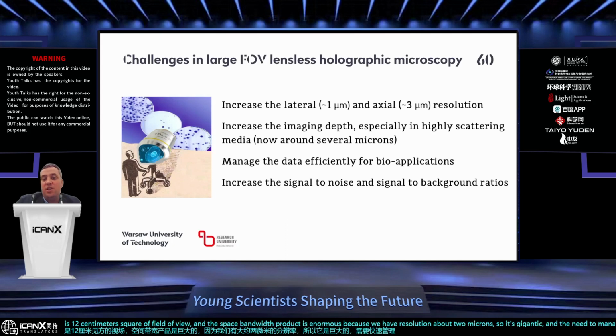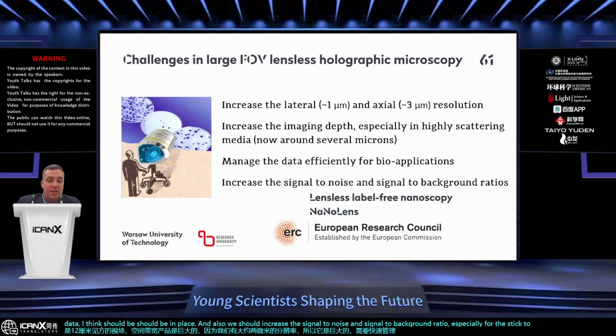And also, we should increase the signal to noise and signal to background ratio, especially for sticky imaging conditions. So I will try to tackle all these problems in a European Research Council grant called NanoLens, proposing the first lensless label-free nanoscopy, hopefully in the next 5 years.